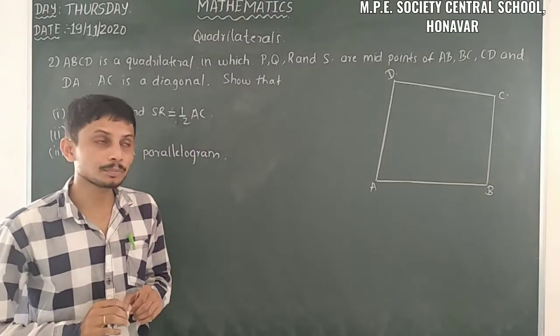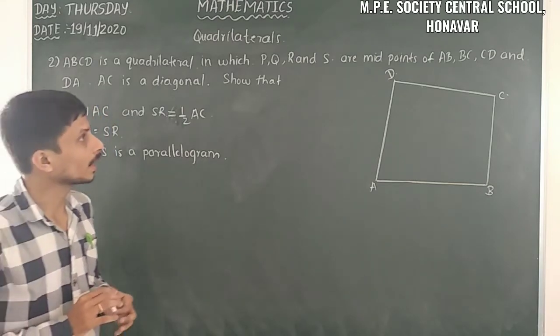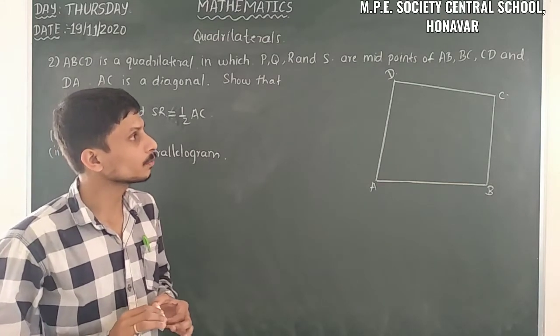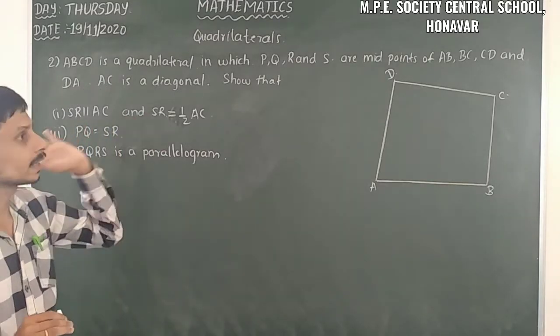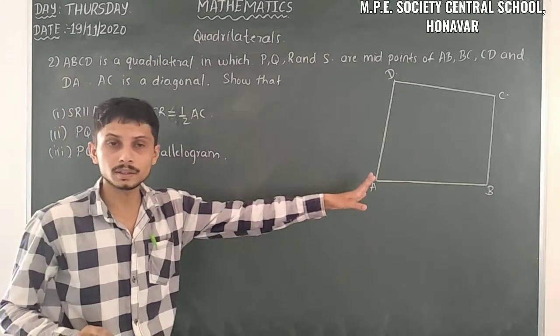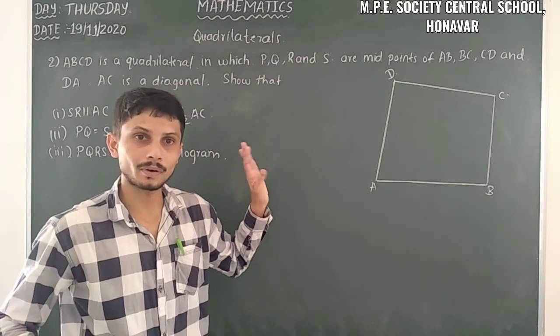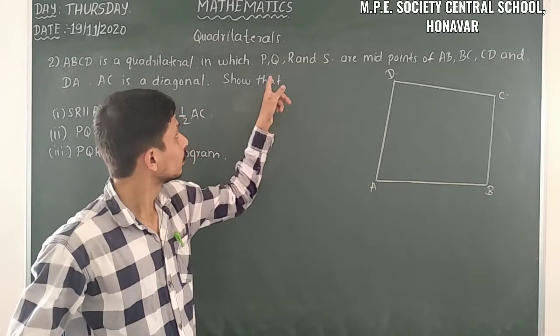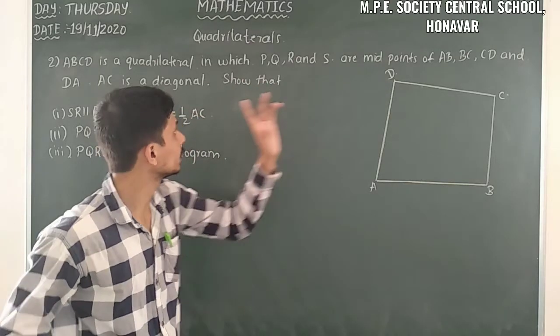So let us take the second problem here. ABCD is a quadrilateral in which P, Q, R and S are the midpoints of AB, BC, CD and DA, and AC is a diagonal. Here we have the quadrilateral ABCD. It's simply a quadrilateral, not a parallelogram, not a rectangle, not a square.